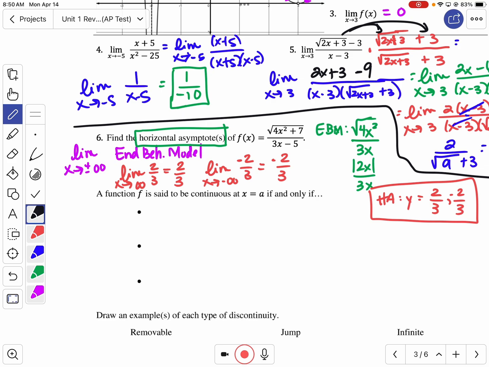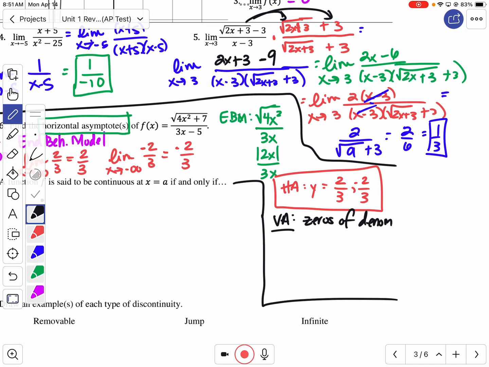Now, let's talk about vertical asymptotes and how they're different. We're going to use the same problem, right? When we do vertical asymptotes, we're talking about zeros of the denominator. Okay. And so we're going to be able to guess where that asymptote is because I can see the 0 of the denominator, all right? What we will have to prove is what the function does around that asymptote, okay?